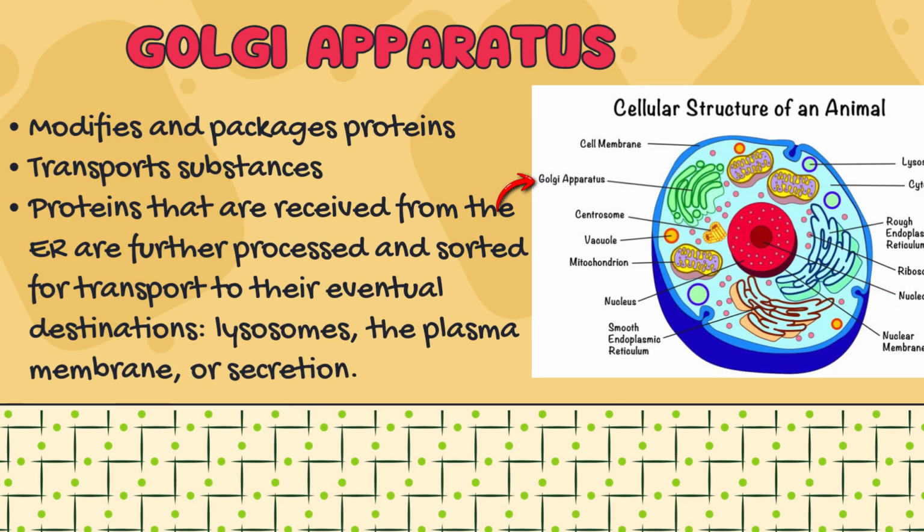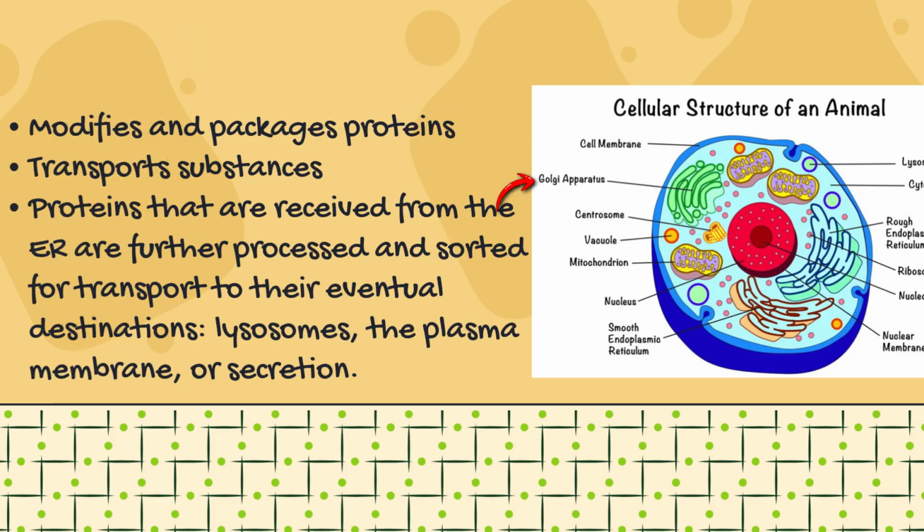Then we have the Golgi apparatus. So the Golgi apparatus is like the post office. It helps also with the modification and the packaging of proteins, and also with transporting substances within the cell and also outside the cell. So it's like a post office. So obviously we need stuff to be moved around. So we have the Golgi apparatus for that.